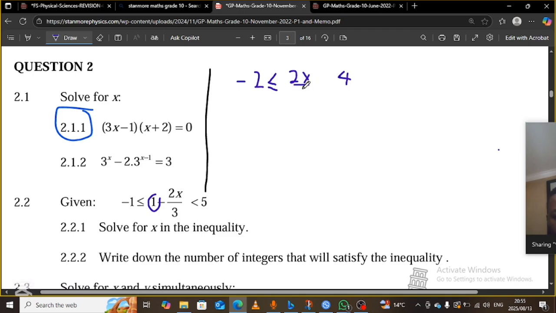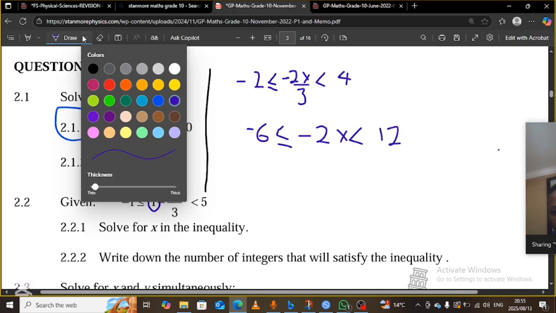x over 3, and less than. So now you cross multiplied, and this was negative 3. Then you cross multiplied and got -6, and then less than or equals to -2x. And after cross multiplying again, you got 12 on this side.